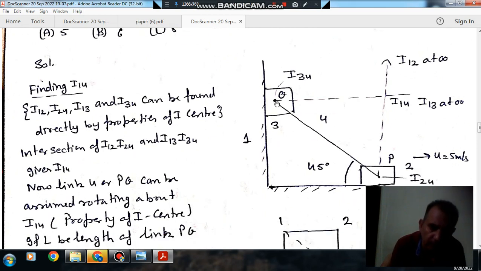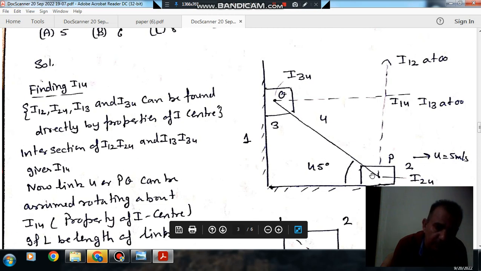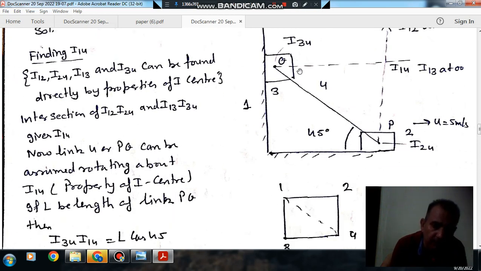Now we have to find the velocity of point Q, which is a common point of link 3 and link 4. If we find the angular velocity of link 4 and the point about which it is rotating, I14, then we can find the velocity of point Q. So first of all we find the I center I14, the point about which link 4 can be assumed to be rotating. This can be found like this.